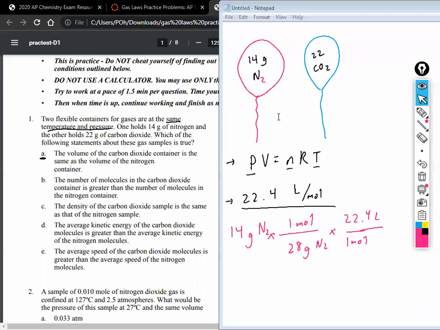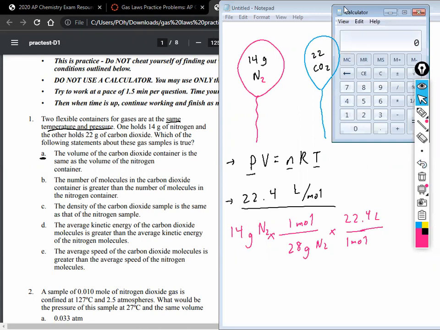Okay, so what we can do is we can use that conversion. And so we'll take 14 divided by 28 times 22.4. And that tells us that we have about 11.2 liters of N2, okay? Now try the same with CO2 and see what the volume of CO2 is. Okay, so take a second to try that out.